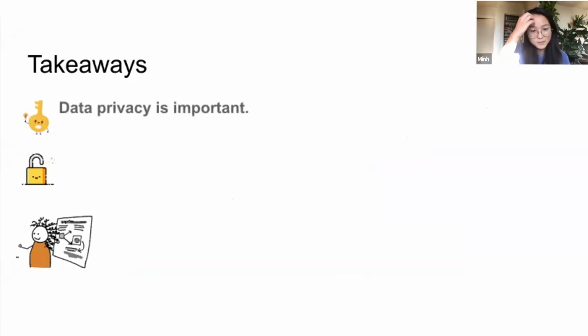Some of the things we talked about today is that data privacy is important. It should be treated as a first-class concern. It's much easier if you just address it from day one instead of trying to retroactively address it later once you already have lots of users and have already built a bunch of application code.